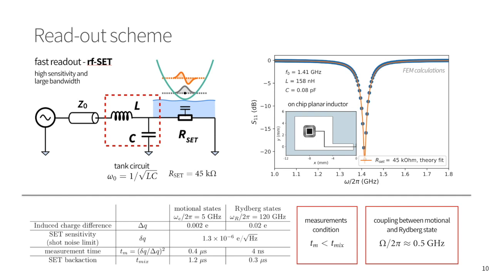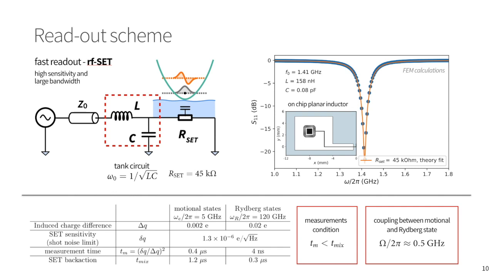One of the results of this tank circuit simulation done by FEM is shown on this figure. We estimate the induced charge on the SET from motional states to be 0.2% of electron charge. Considering optimistic values for SET sensitivity, which is limited by shot noise, we can estimate the measurement time of qubit states, which turns out to be 0.4 microseconds. During the measurement, the charge fluctuation on the SET can mix the qubit state, and we estimate the corresponding mixing time to be 1.2 microseconds.